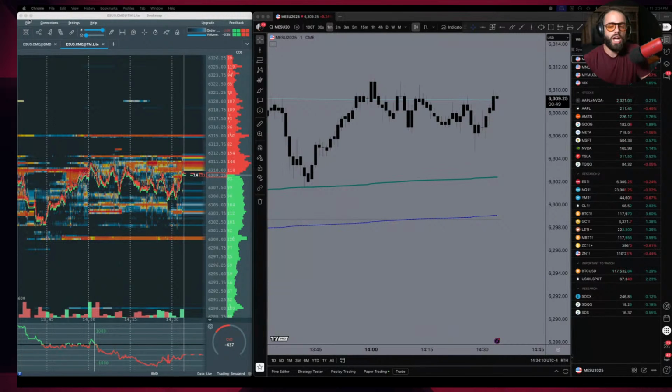I know Scott Pulcini, as many of you probably know, Scott is a Bookmap wizard, like a real wizard. I actually had him on my podcast a few weeks ago, and we're planning on doing another one again soon. He's amazing. His Bookmap, though, is way different than the way that I use Bookmap.